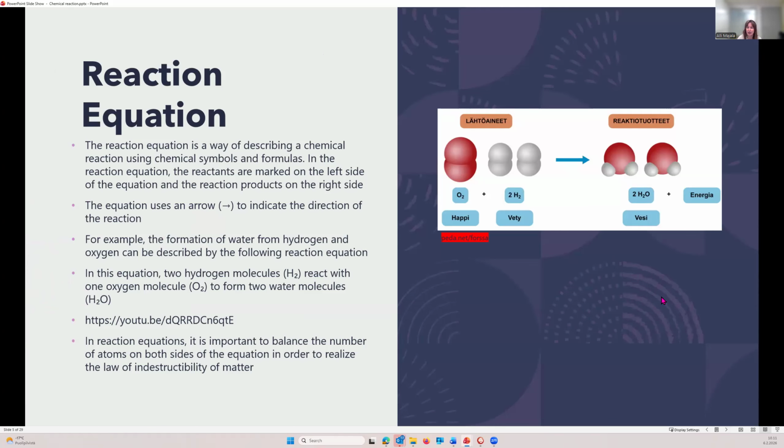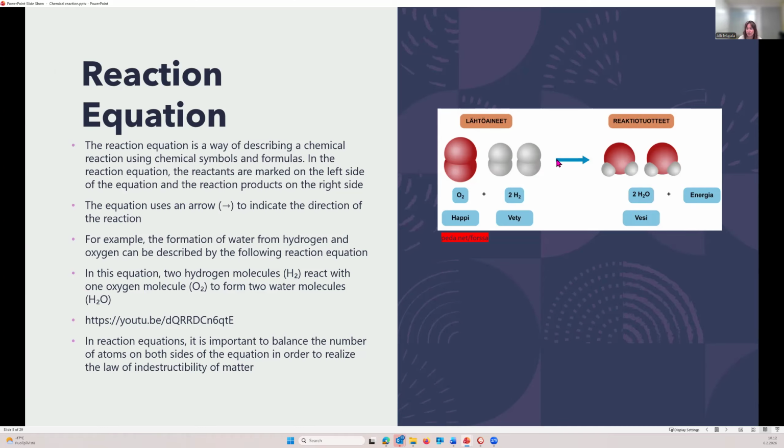And here is a reaction equation. Yes, sorry, this picture is in Finnish. But you can see that there's oxygen with hydrogen, one oxygen, two hydrogens, and we form two molecules of water and gain energy. These are reactants and these are products. And then here is the arrow. We think that it progresses from the reactants to the products.